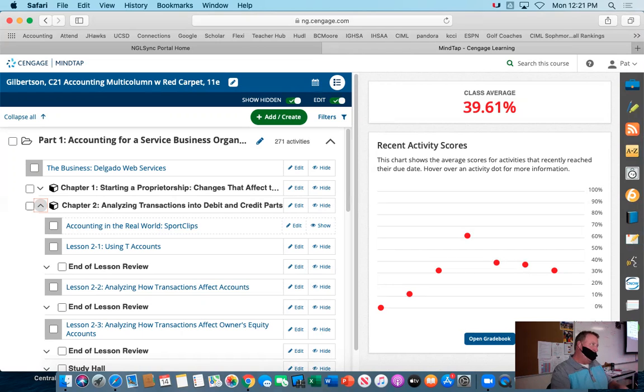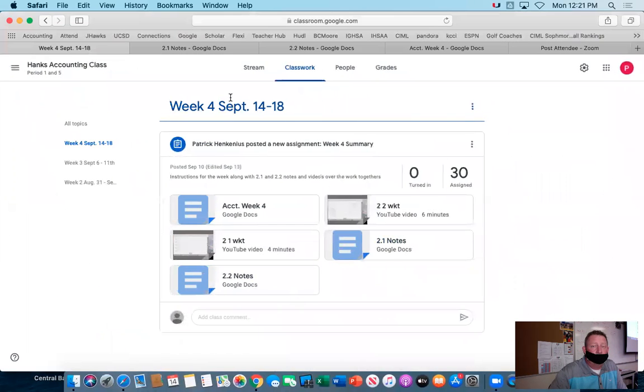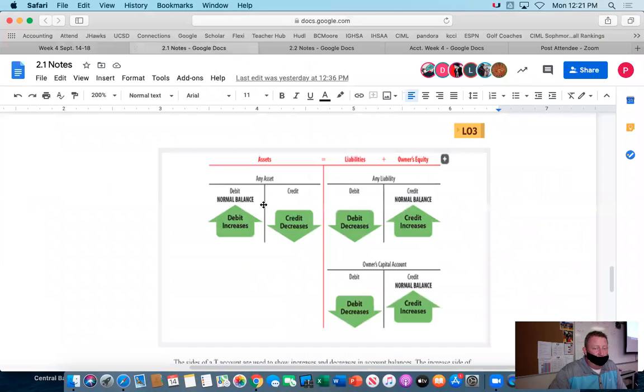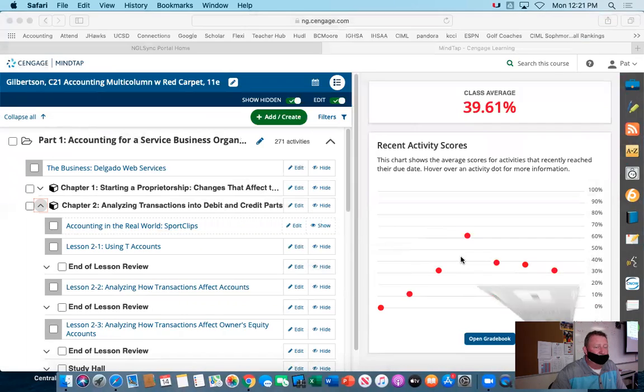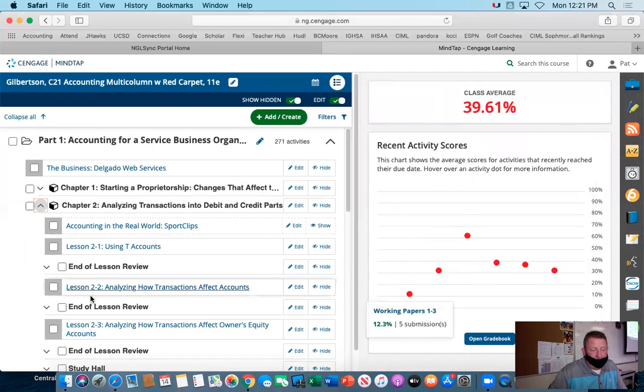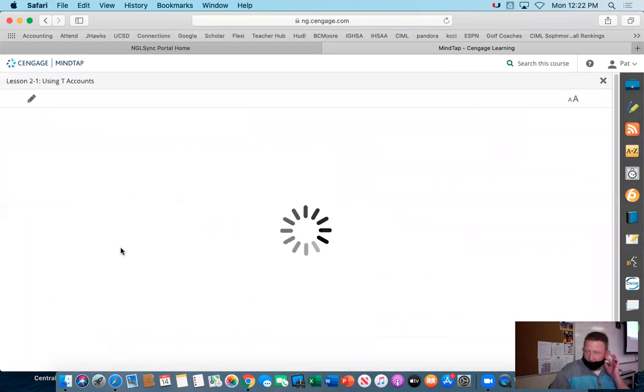And then we're going to take what we learned today, this chapter, and then in chapter 3, we'll start journalizing. Okay. It'll make a little bit more sense when you start jumping in. Like I said, we're going to start adding some things to it, and hopefully it'll make a little bit of sense. But for now, if you go into 2.1 where it says using T accounts, we can kind of get started.